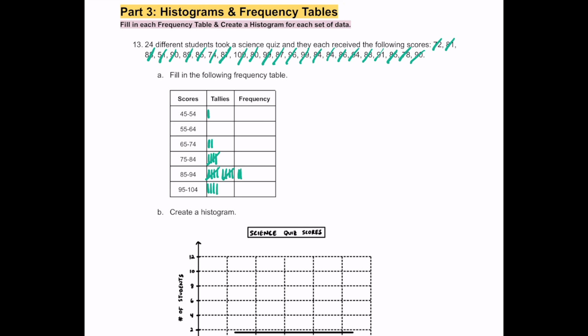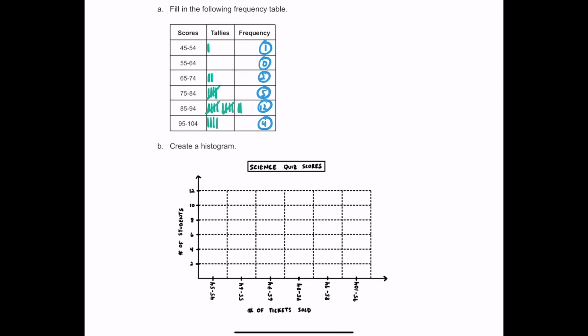Okay, so let's go ahead. Our frequency looks like we have 1, 0, 2, 5, 12, and 4. Okay, so filling in a frequency table isn't too bad if you're already given the intervals. Then go over here. Oh, this is the one where I hit a mistake. This is quiz scores. That's what that should say.